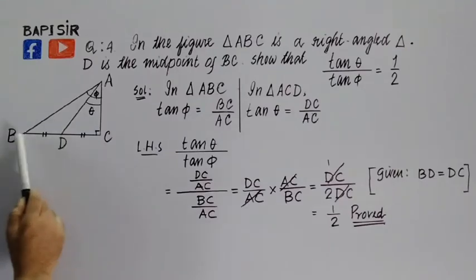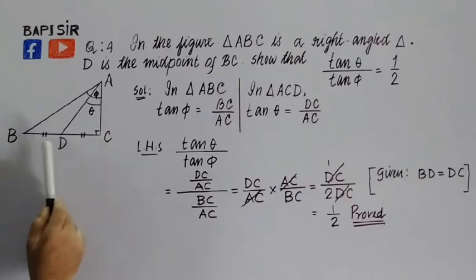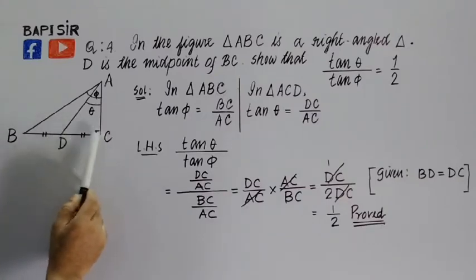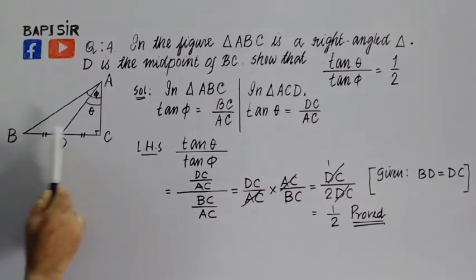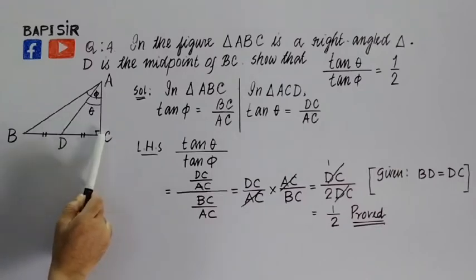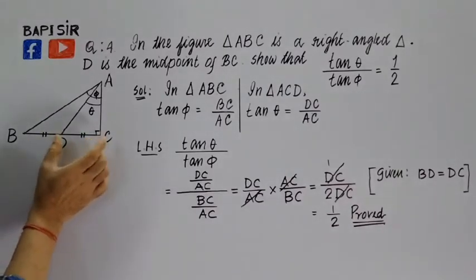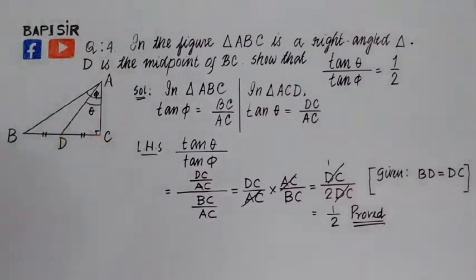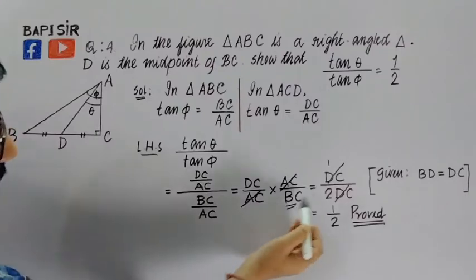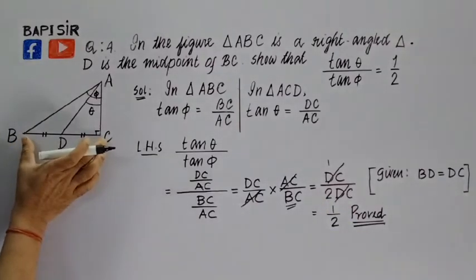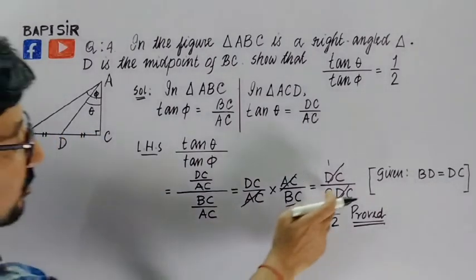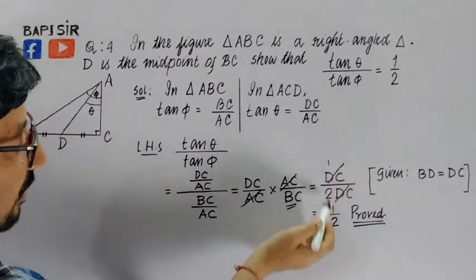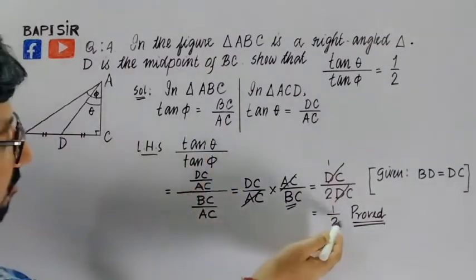D is the midpoint of BC. So BD is equal to DC. So you can say DC and BD are equal, as D is the midpoint, and you can say BC is equal to twice of DC. The length of BC is equal to twice of DC. Okay. So in place of BC, look, I have written twice of DC. Look, BC is equal to twice of DC, because this side is equal to this side, given. So DC gone, cancelled, half remains. So LHS is equal to half. It is proved.